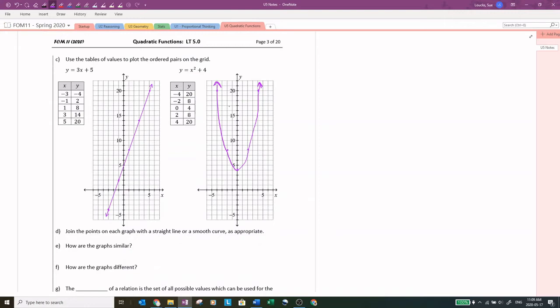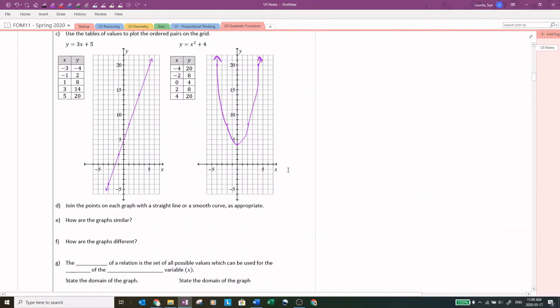Okay. All right. How are the graphs similar? They can both be drawn as one continuous line. How are they different? One is straight. One is curved.